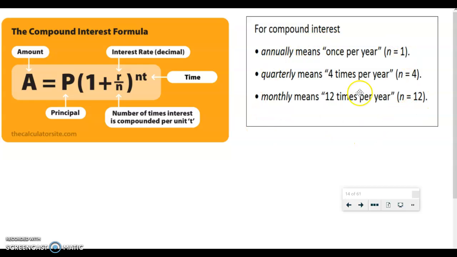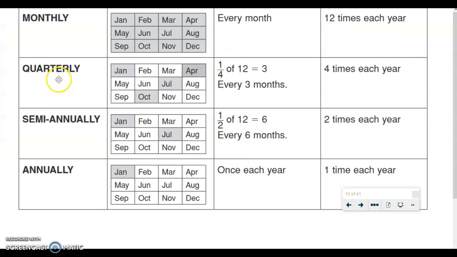Okay, to show you a visual representation of what that looks like, here you see where you have monthly happens 12 times a year. See how it's grayed out? So once every month is 12 times a year. All right, quarterly is 4 times a year. Semi-annually will be twice a year, and annually will be once a year. So that's why when we see these words, we're going to use these numbers in the formula for N.